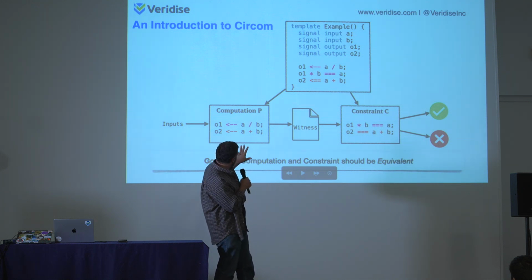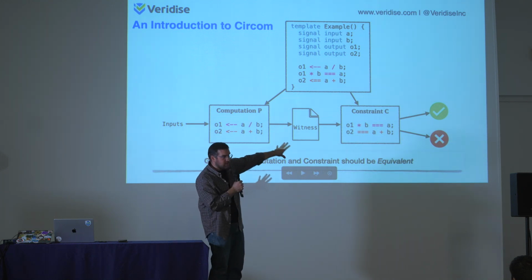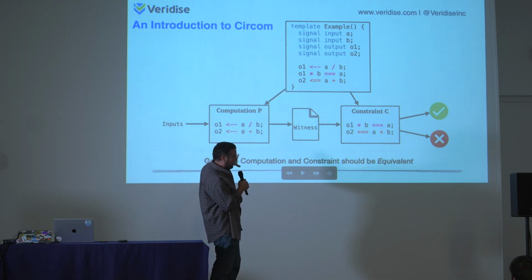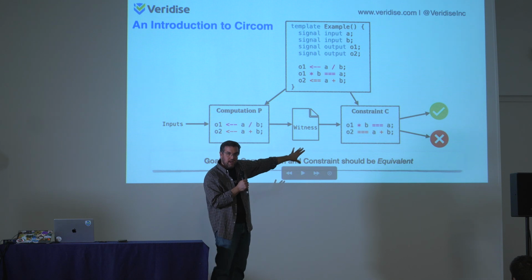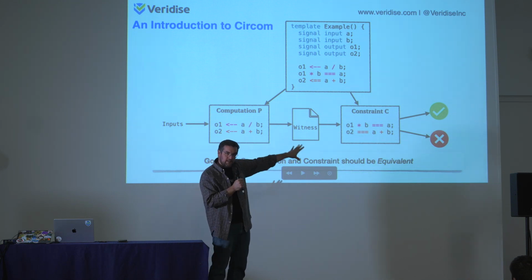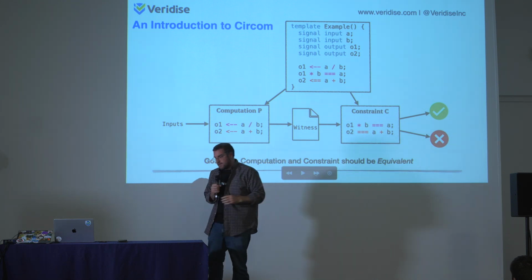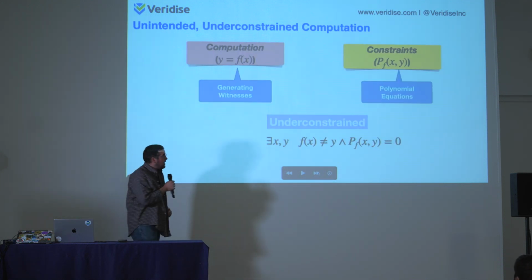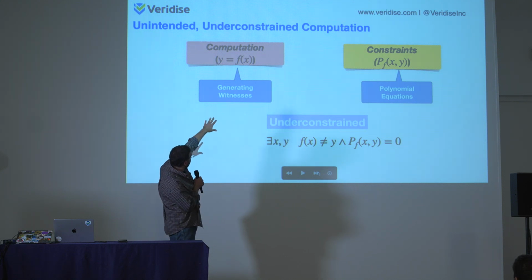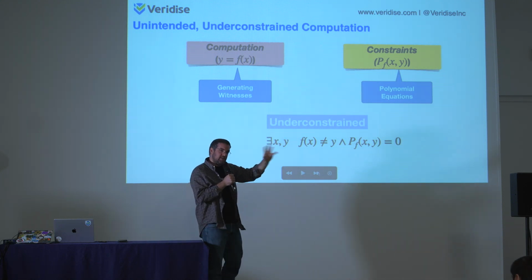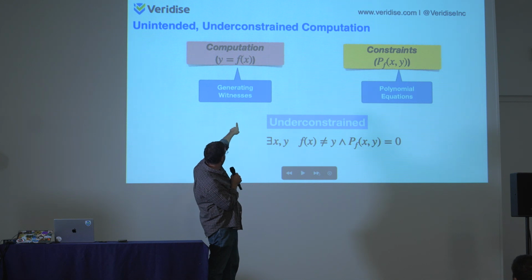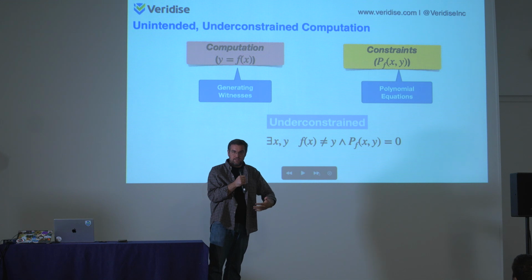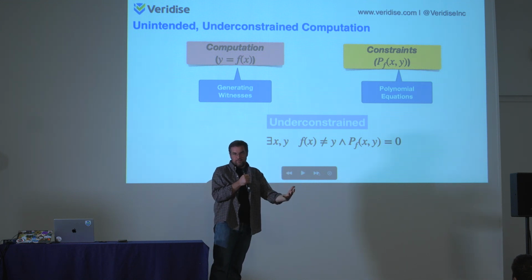What you want is that this computation and the constraints that check that computation should be equivalent. A valid computation should pass all the constraints, and an invalid computation should not pass the constraints. So you want this agreement between the computation and the constraints. You can think of the computation as just a function that takes a certain input, let's say x, and gives you an output y. There could be many intermediate steps, but it's just a function evaluation if you want.